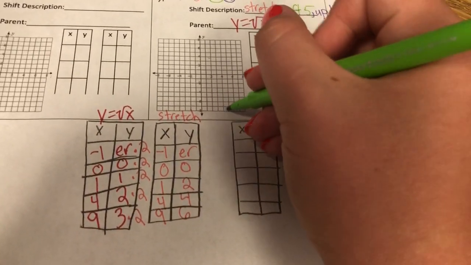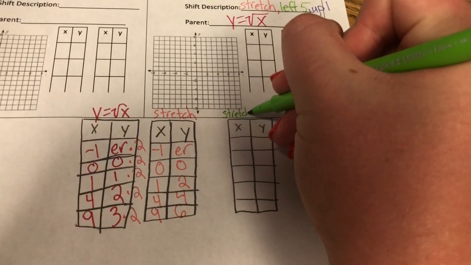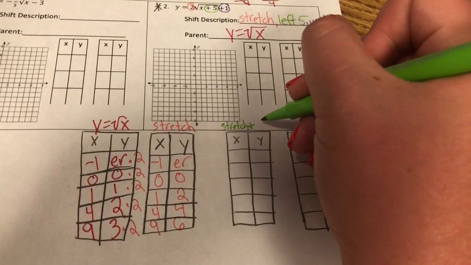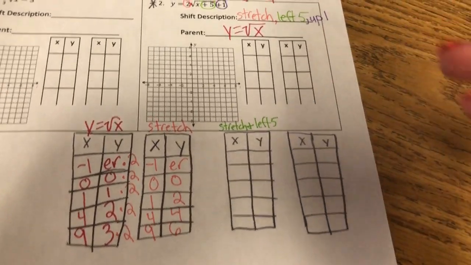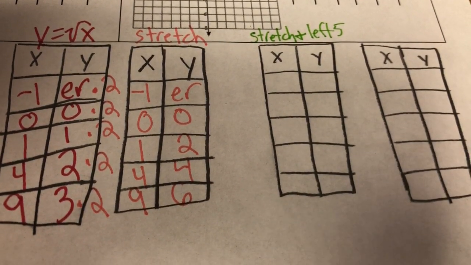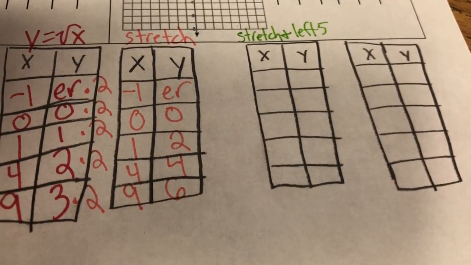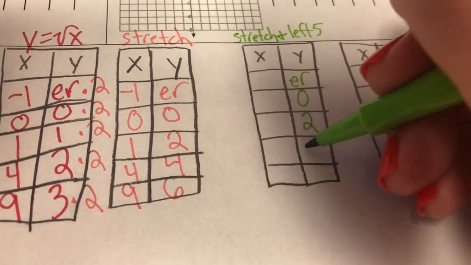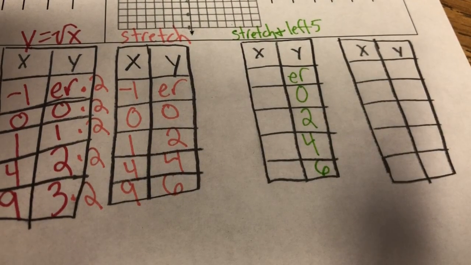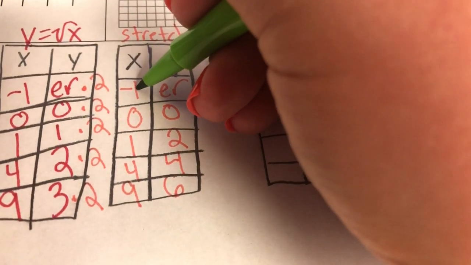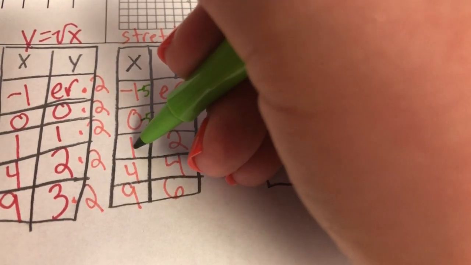Next table, we're going to look at what the stretch did. So the same table, we're going off of this table, plus our left 5. So our left 5 was on the inside. So if it's on the inside, our y's are not going to be affected by it. So it's still this error, 0, 2, 4, and 6. Left 5, moving our x's to the left means we're going to come in here and subtract 5 from all of our x values.